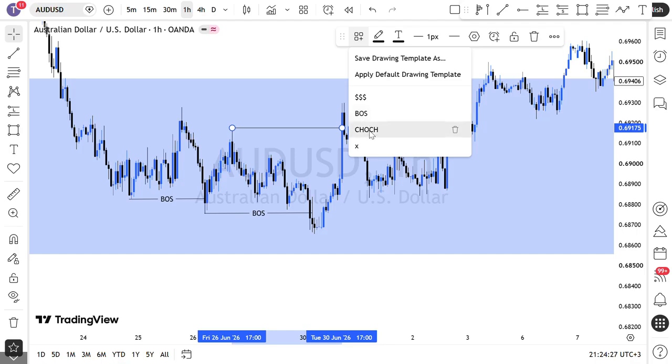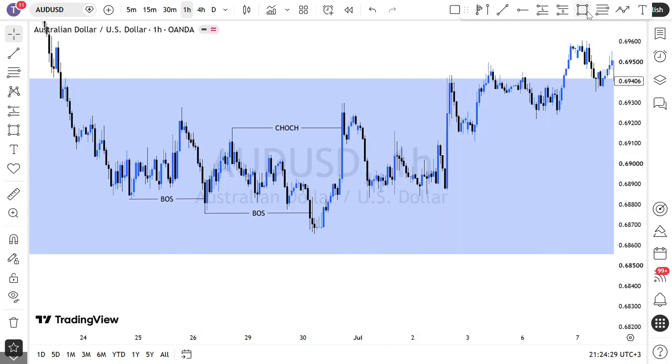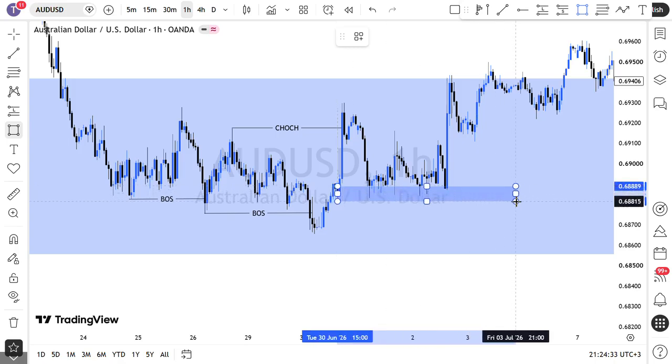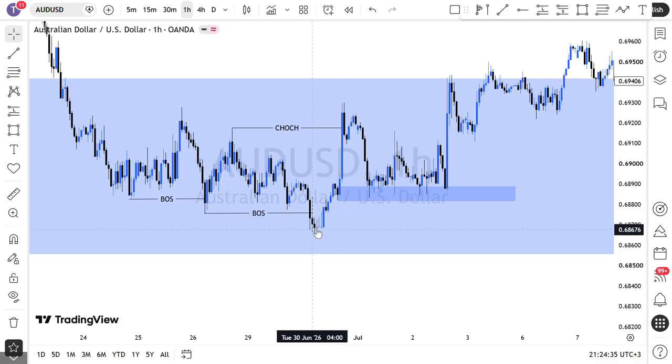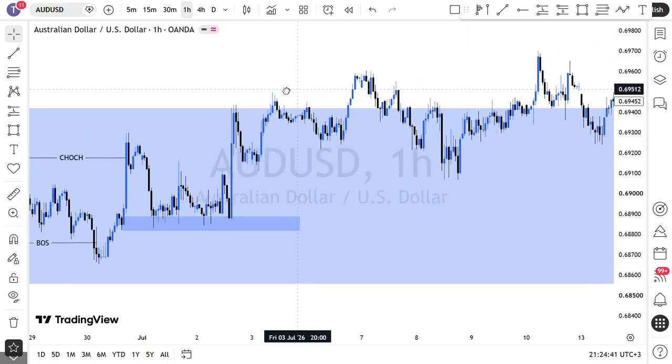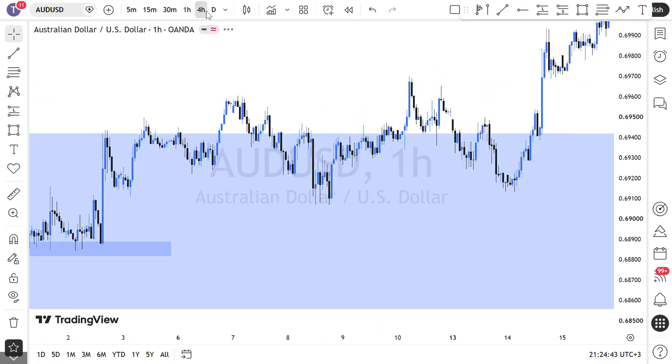After price formed that change of character, price later on came into this order block that we have here. This is the only order block that had a fair value gap at this point. Price came back into that order block, and then we have been having some very good bullish movements to the upside.